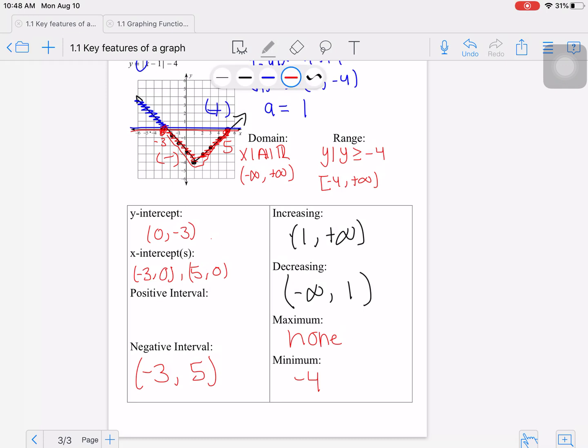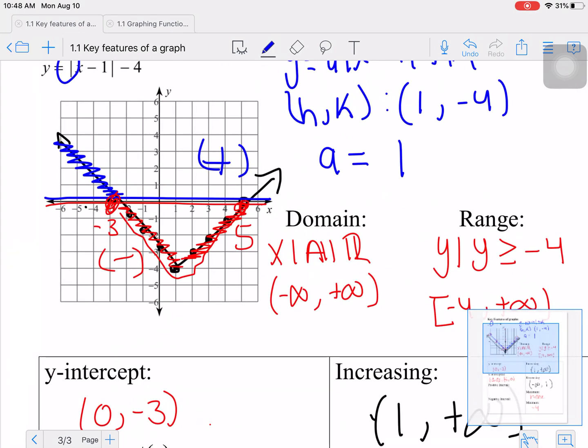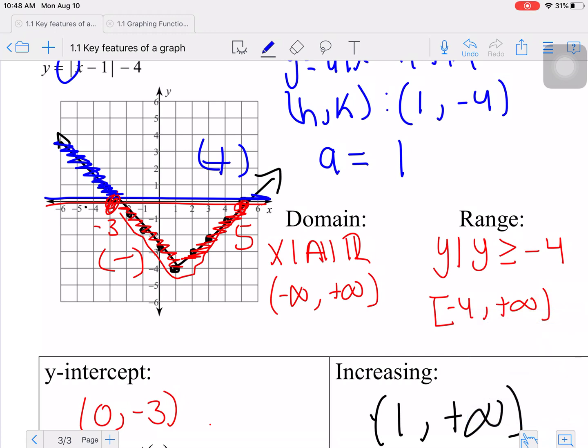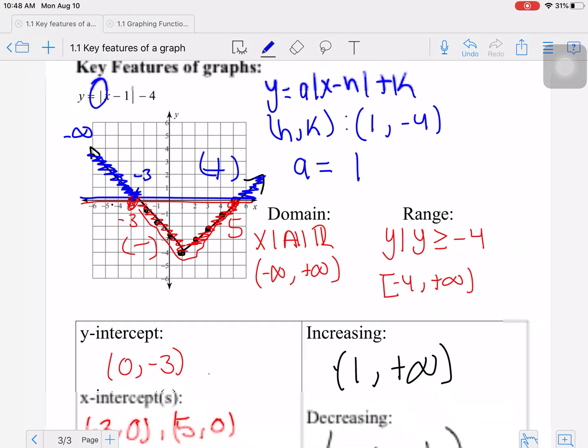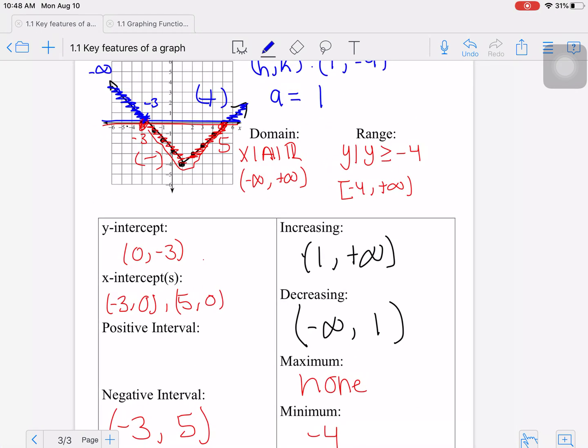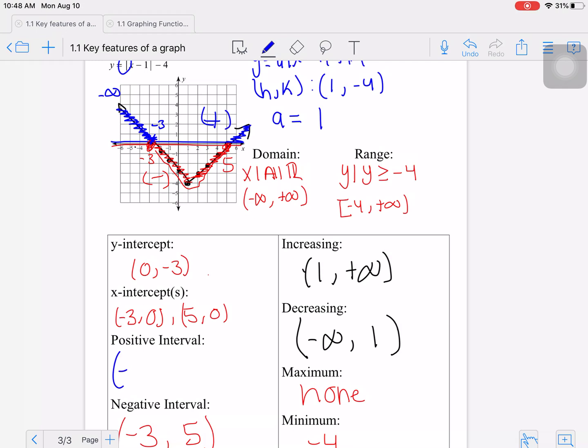Now when it comes to the positive, I see that there are 2 pieces. There's this piece right there, and then there's this piece right there. We have to write that separately. Well, I see that point right there, it's -3. And remember, every time you write it, you have to write it from left to right. Well, when does it start being positive? Well, it starts being positive from negative infinity, and then it stops at -3. So that's my first interval, from negative infinity to -3.